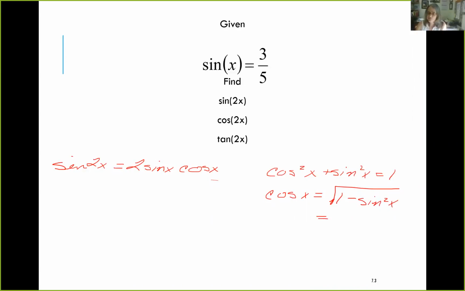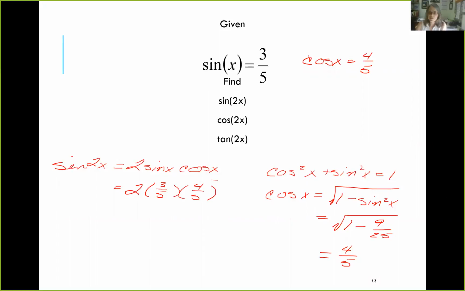We know that the sine is 3/5, so it's going to be the square root of 1 minus 3/5 squared, which is going to be 9/25. We can do a little bit of arithmetic and get to the fact that that is 4/5. So I'm just going to note up here that the cosine of x is 4/5, because we just found that. So now we can just plug in what we know. 2 times the sine, which is 3/5, times the cosine, which is 4/5. So that's going to be 2 times 3 times 4 is 24, over 5 times 5 is 25, and the sine of twice this angle is 24/25.